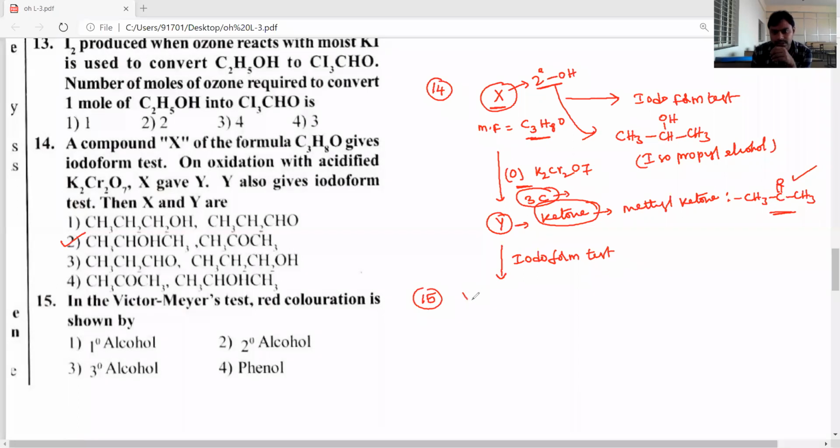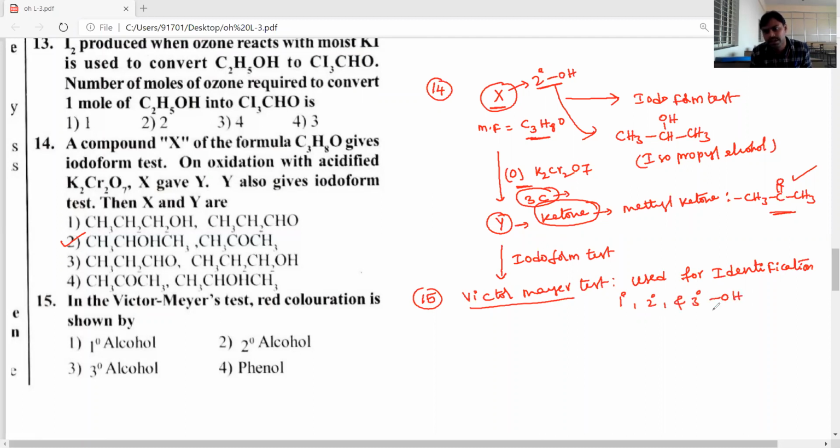Victor Meyer test. What is the Victor Meyer test, dear students? This test is used for the identification of primary, secondary and tertiary alcohols. The alcohol ROH is treated first with HI, hydrogen iodide; second, it is treated with silver nitrite, AgNO2; and third, it is treated with HNO2, nitrous acid.